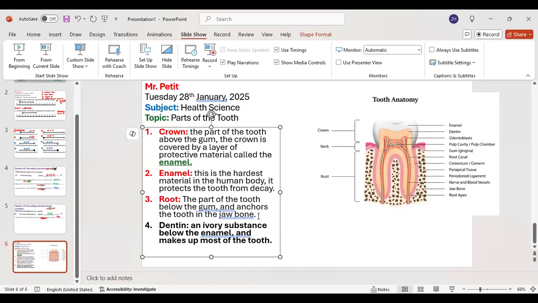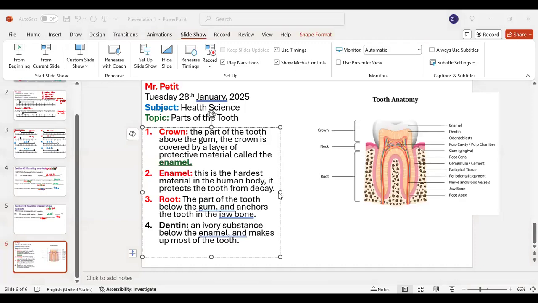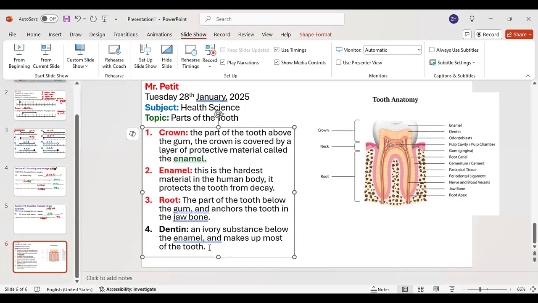Okay, so let's move on. So go ahead, Alea, what is the definition, or what is the purpose of the crown? Pardon me? The crown, what do we have put on the crown? That is the part of the tooth above the gum. What is it covered with? A protective layer called the enamel. Very good. Very good.